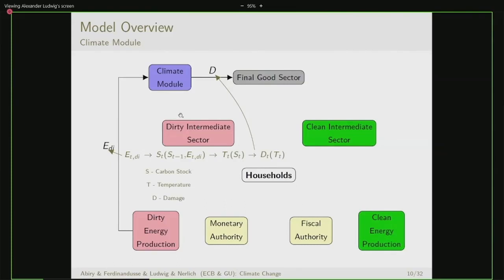The climate module is such that the dirty energy production leads to emissions. Those emissions lead to an accumulation of the carbon stock in the overall world economy. This leads to a temperature increase, and that leads to an aggregate damage, which causes this aggregate production externality in the model.